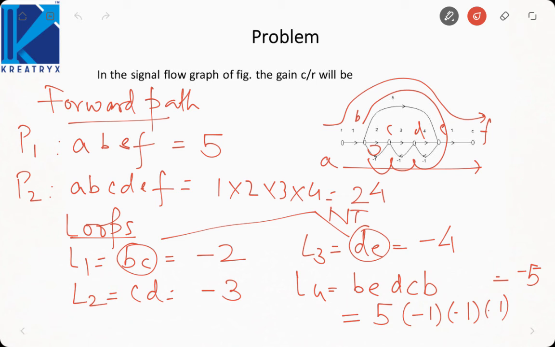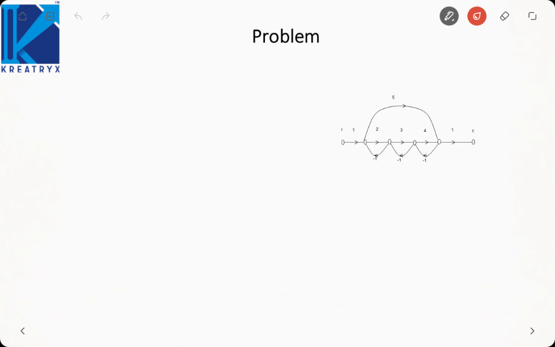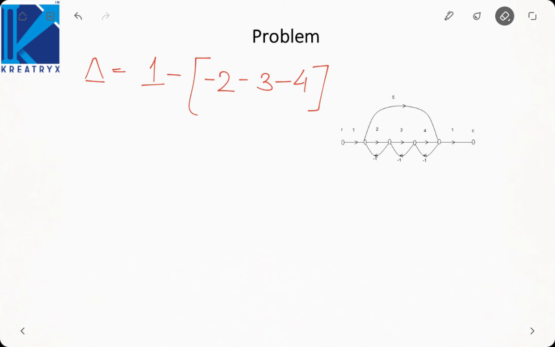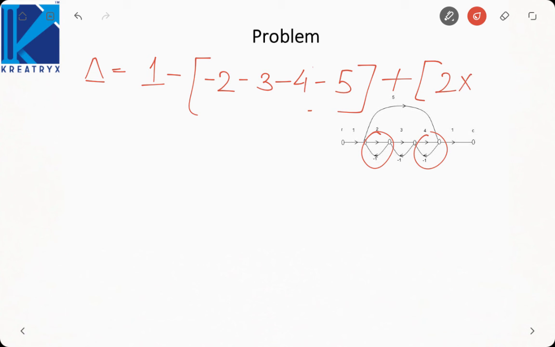Okay, so let us first form the delta expression. So delta would be 1 minus sum of loop gains. Loop gains were minus 2, minus 3, minus 4. Okay, sorry, minus 4, and then one more loop was there, that is minus 5. Next is plus sum of two non-touching loops. Non-touching loops were this, that is minus 2 into minus 4. So how much would this be? 5, 4, 9, 5, 14, 8, 22, that is 23.